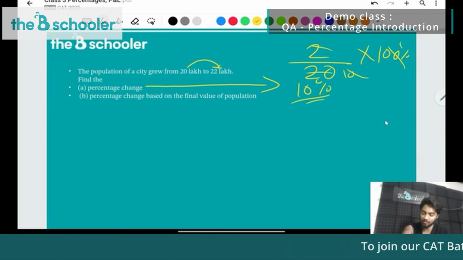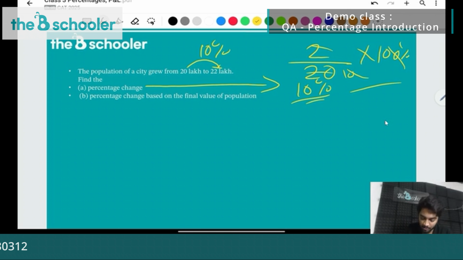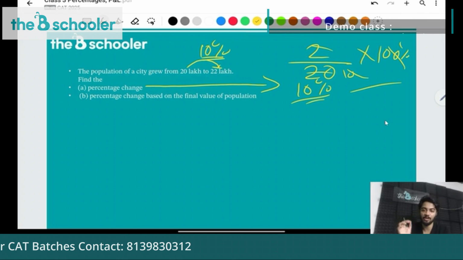And you have to reach a point where the moment you see this, you should be able to tell it as 10 percentage, because you don't need this amount of calculation. Okay, you see that there is 2 out of 20, you should know it as 10 percentage, and you should be able to say that the increase is 10% without even touching your pen and paper.